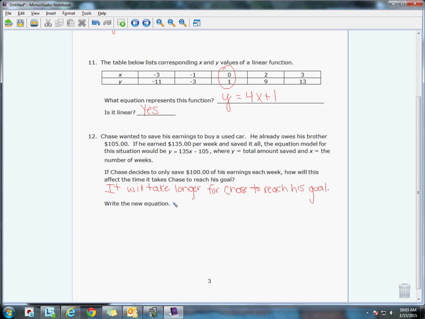Okay, write the new equation. Well, he still is going to owe his brother $105, no matter how much he decides to save. So we're still going to have that minus 105. The thing that changed is instead of saving 135, he's only saving 100 of that. So this is what's going to change. So when we write the new equation, we have y equals 100x minus 105.